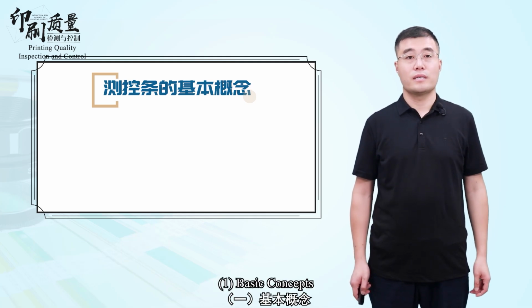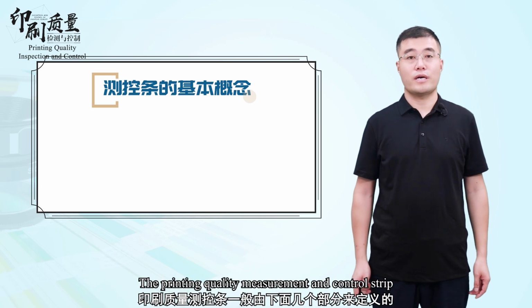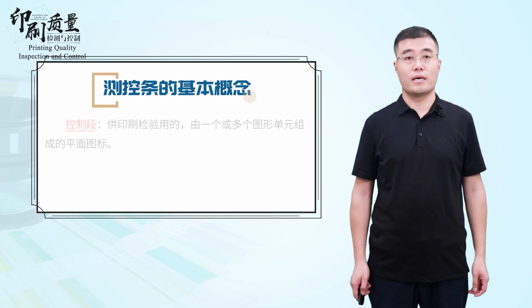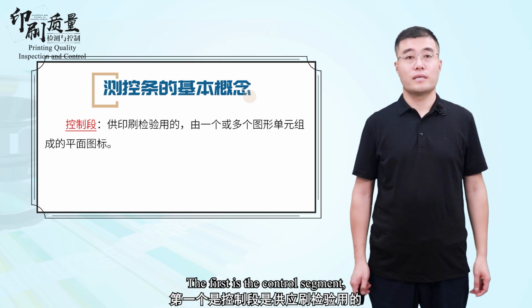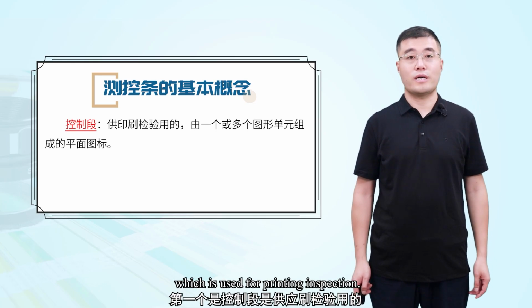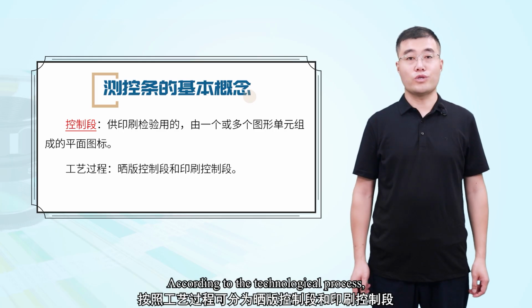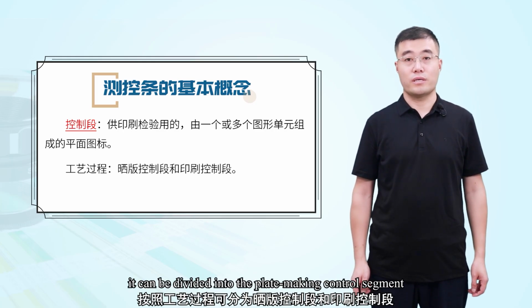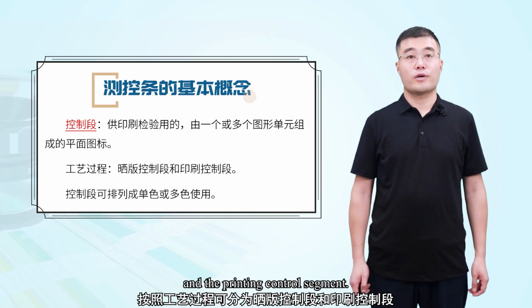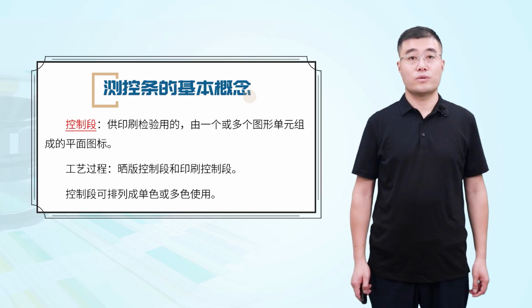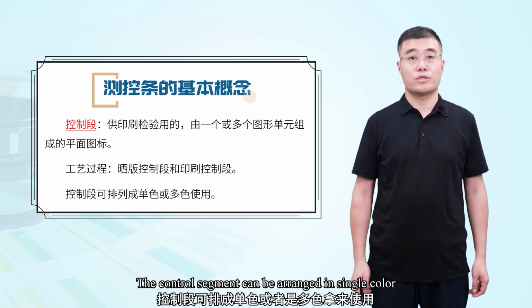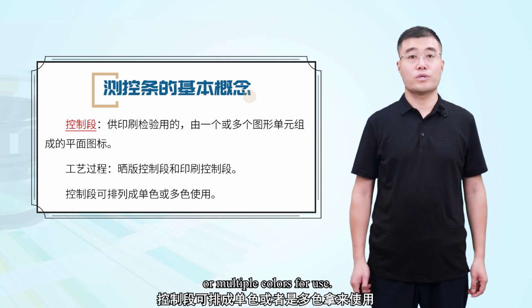First, basic concepts. The printing quality measurement and control strip is generally defined by the following parts. The first is the control segment, which is used for printing inspection. It is a planar icon composed of one or more graphic units. According to the technological process, it can be divided into the plate-making control segment and the printing control segment. The control segment can be arranged in single color or multiple colors for use.